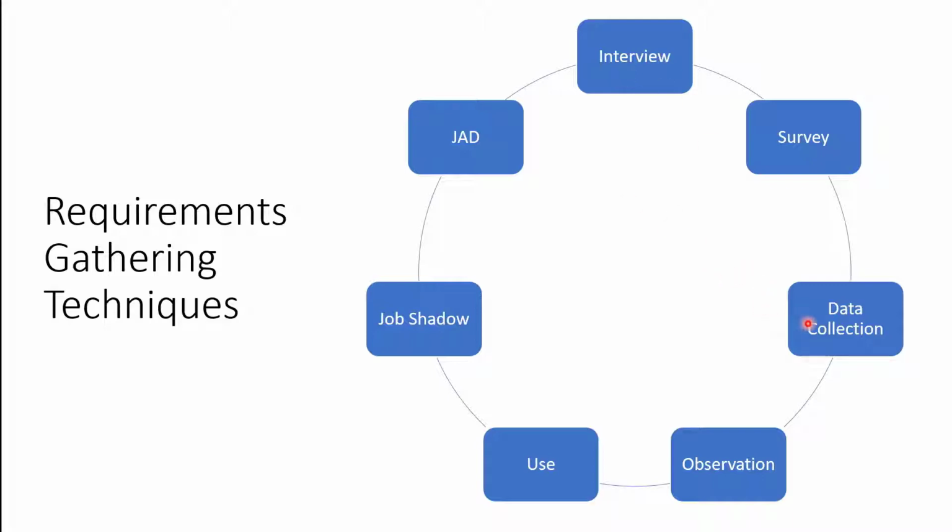You can also do some data collection, where you might look at invoices and other artifacts from the current system to get a better idea of what kind of data needs there are. You can do observation. Observation is where you passively watch people use and interact with the system.